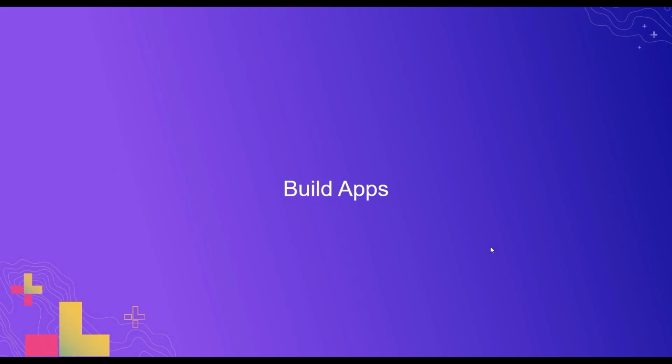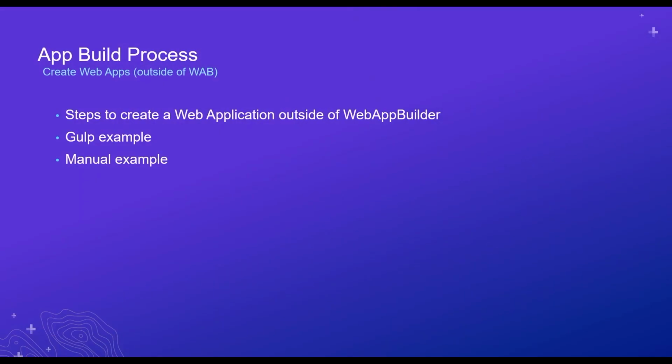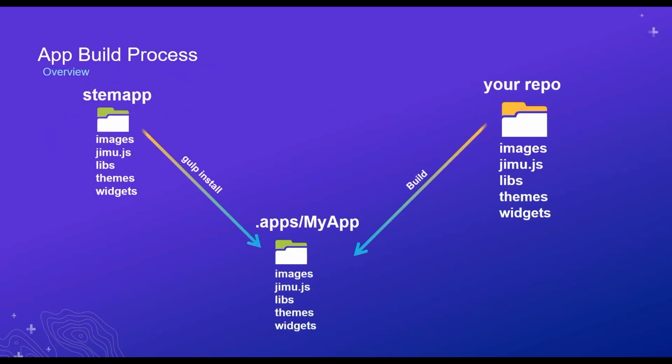Thanks, Nick. So to talk about building web applications, I'll talk about the steps needed to create a web application without using the Web AppBuilder's WYSIWYG editor, and then I'll give a gulp example and a manual example. So the high view of it is that we take the files necessary from the STEM app folder and we put them into our own custom, in this case, my app folder that will become our web application folder. And then we take the code files from our custom code files that we need and we put them inside the my app folder as well.